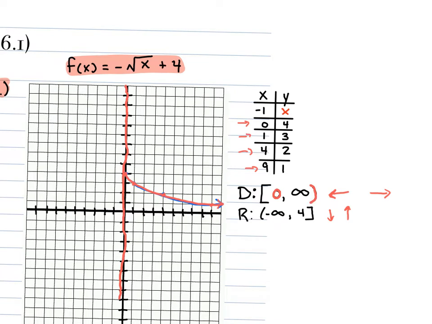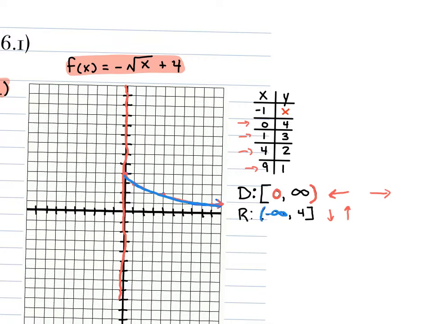The domain is from 0, including 0, all the way to infinity. So that's our domain, because that's left and right. Now, the one that always gives people trouble is range. How far down does this go? Well, imagine that this is going down, down, down, keeps going down. It's going to go down forever. So that's why we say -infinity, because it's going in the negative direction forever.